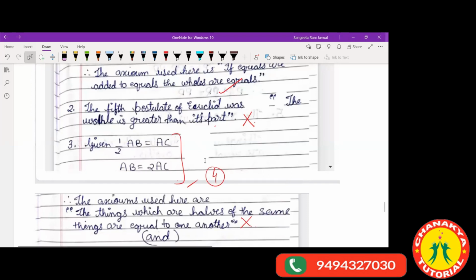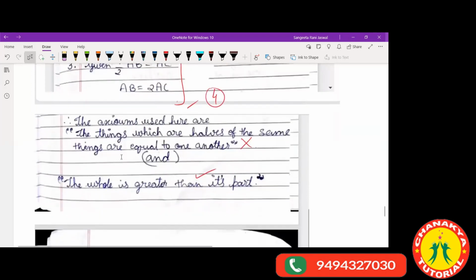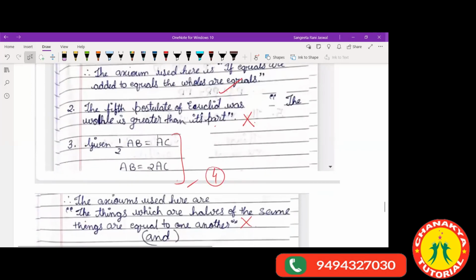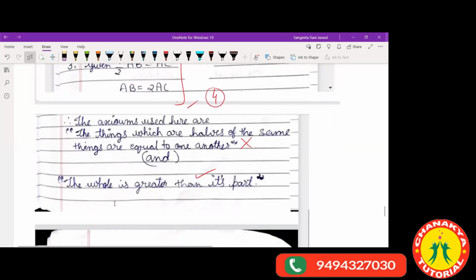Then the next third question is correct. And you're saying here the axioms used here are things which are halves of the same things are equal to one another. So this is not the concept of half. Again, the same mistake you are also doing. Here this is not a concept of half. Although you can say whole is greater than its part. Okay.